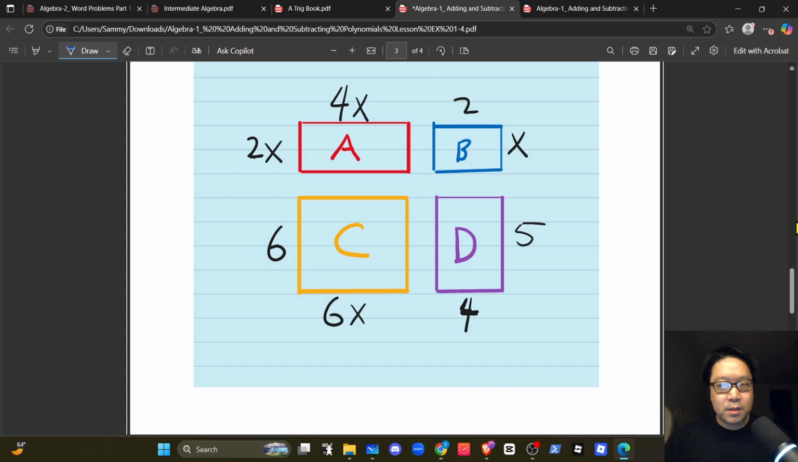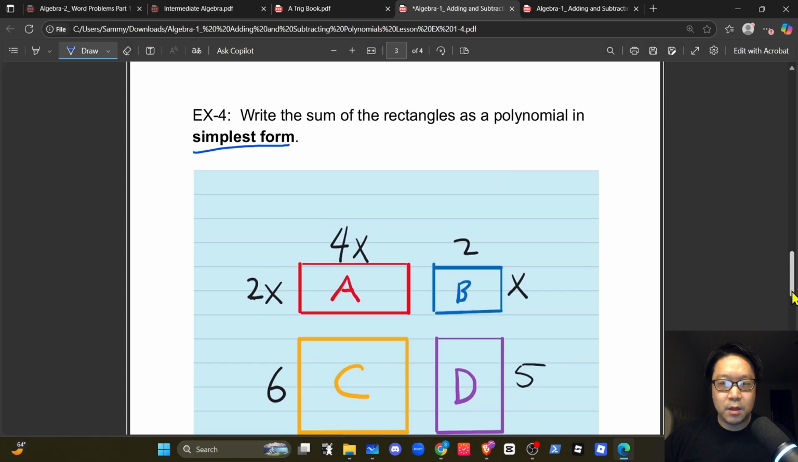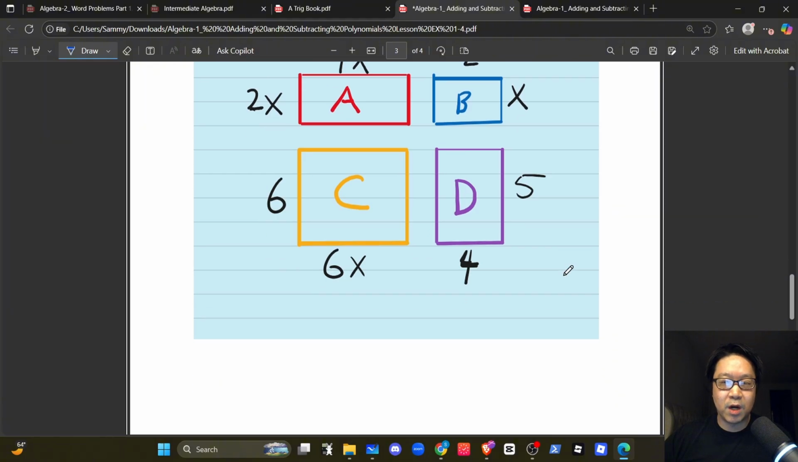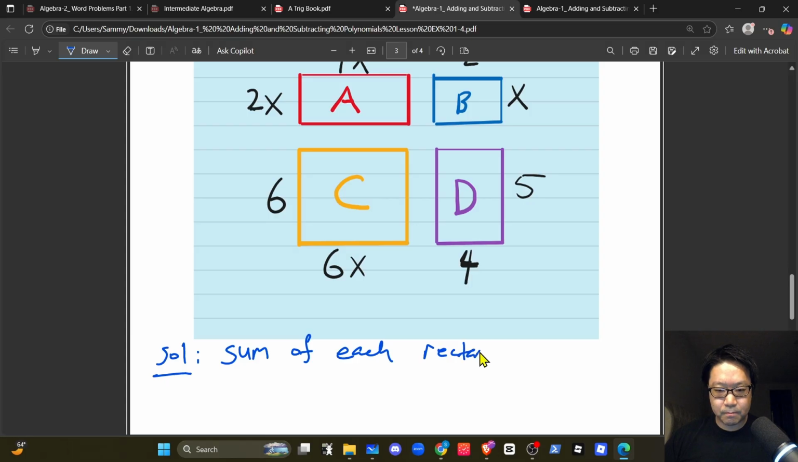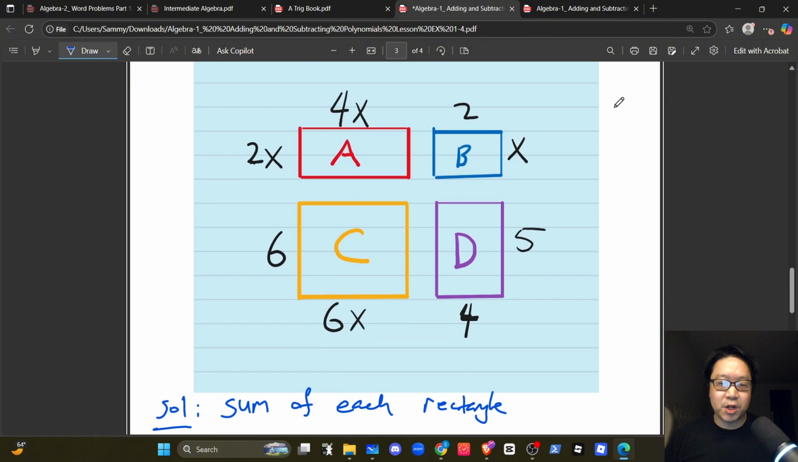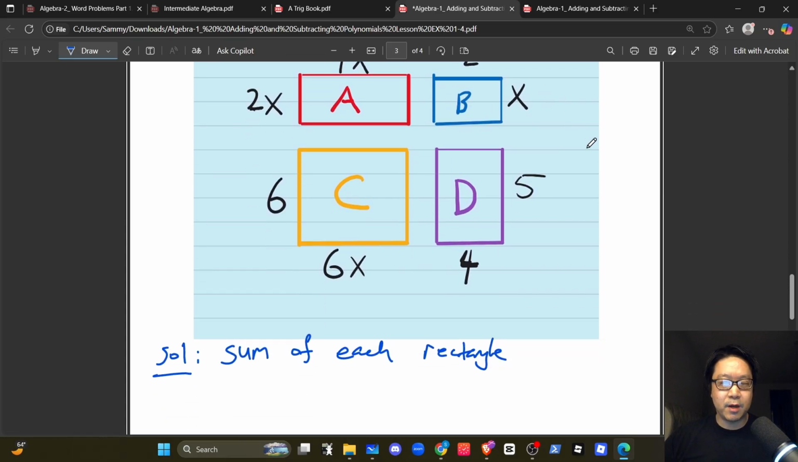All right, so it wants us to find the sum of the rectangles as a polynomial. And notice how there's 4 rectangles. There's A, B, C, and D. And it wants us to find the sum. Well, if that's the case, then we can simply solve this by getting the sum of each rectangle. What we're getting is the areas for each rectangle, and we're summing them up. So what is the area of a rectangle?